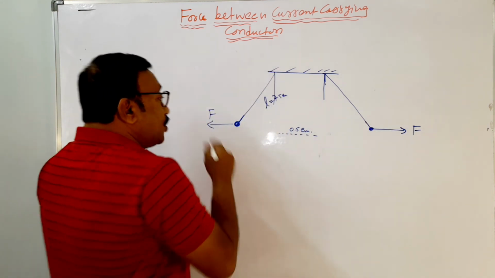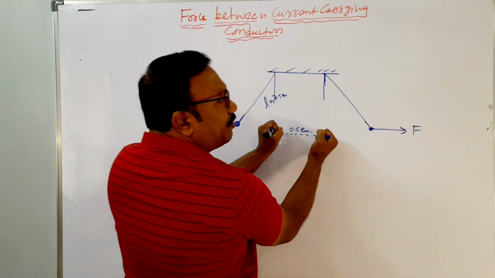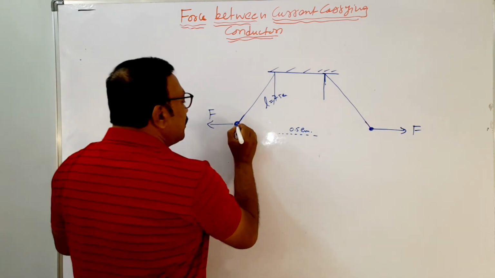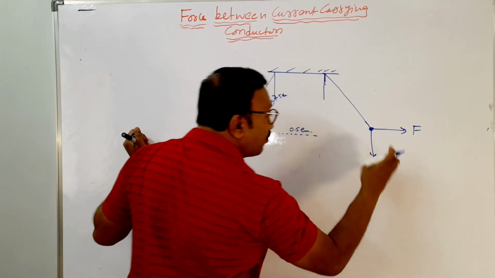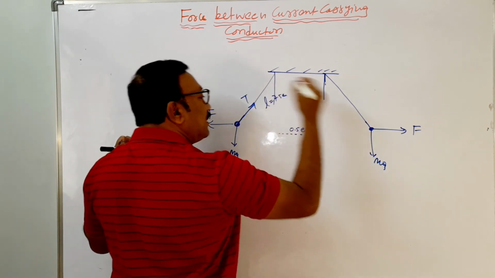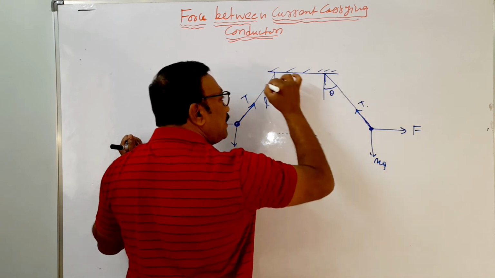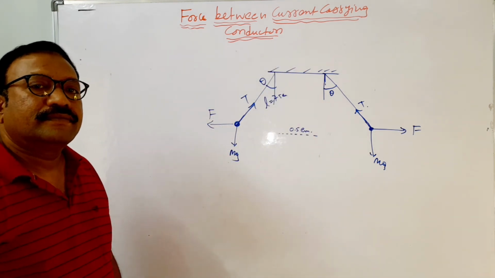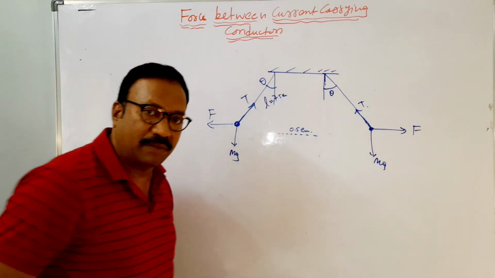Fine? So now these are in equilibrium. Here, equilibrium with two forces, and here equilibrium with three forces. What are those? Mg is acting downwards, the weight of the wire, and the tension in the string is acting like this. This angle is given as theta. So under these three forces, the current carrying conductors are in equilibrium.